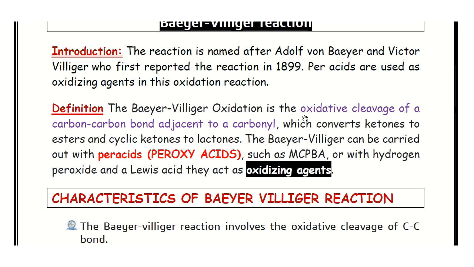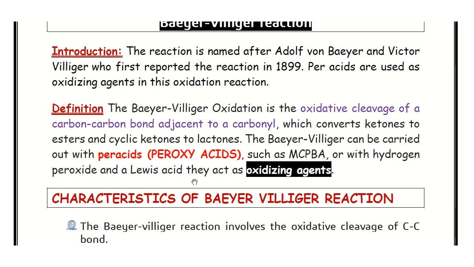Baeyer-Villiger oxidation reaction is basically the oxidative cleavage of the carbon-carbon bond which is adjacent to the carbonyl functional group, and by this cleavage the ketones are converted into esters, and cyclic ketones are converted into esters that are commonly known as lactones. The reaction is basically facilitated by peroxy acids or per acids. Examples of peroxy acids mostly used are metachloroperoxybenzoic acid, hydrogen peroxide, trifluoroacetic acid, or peroxyacetic acid.